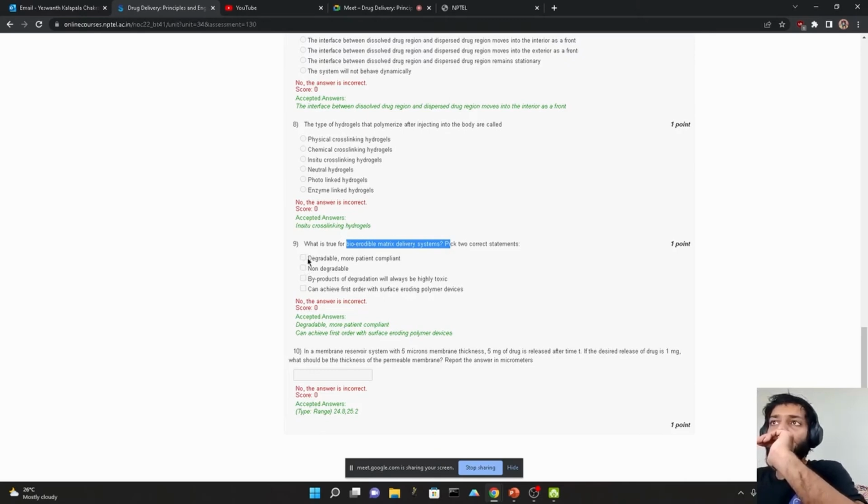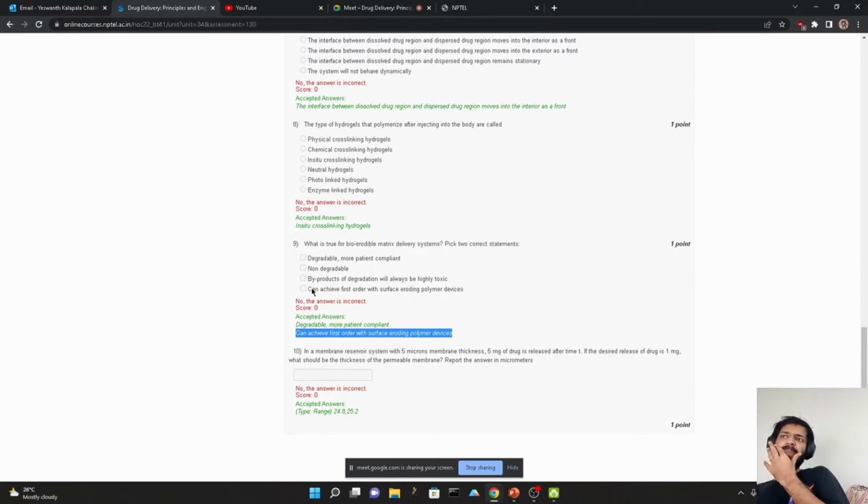Sir, I need clarification on the second option, which says can achieve first order with surface eroding polymer device. Okay. Because in the notes it's mentioned that it can achieve zero order with surface eroding polymer devices. I see. So it says can achieve zero order.